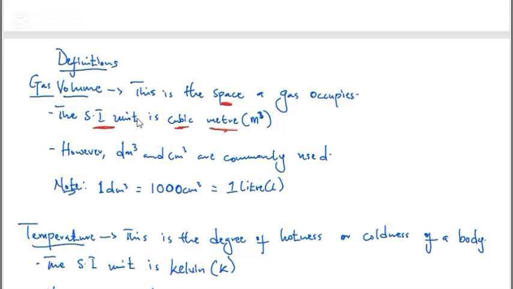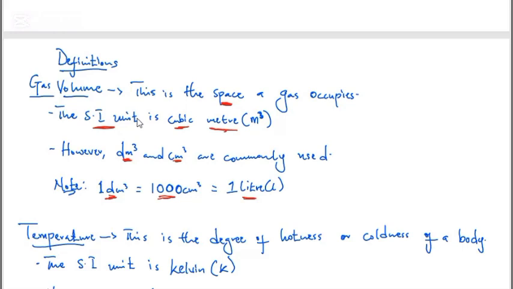Then, however, what we use in chemistry majorly is our dm cube and cm cube. That is cubic decimeter and cubic centimeter. They are the ones we commonly use. In fact, this dm cube, we use it a lot in chemistry. You should take notes. And you take note that 1 dm cube is equal to 1000 cm cube, or 1 dm cube is also equal to 1 liter.